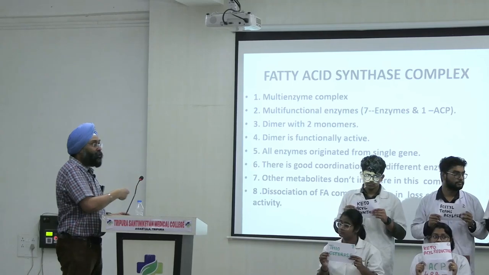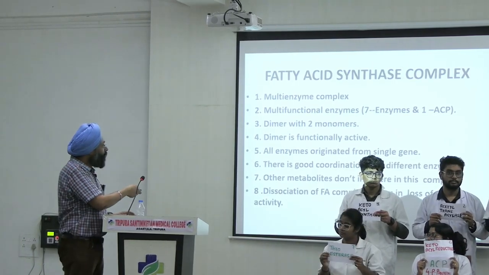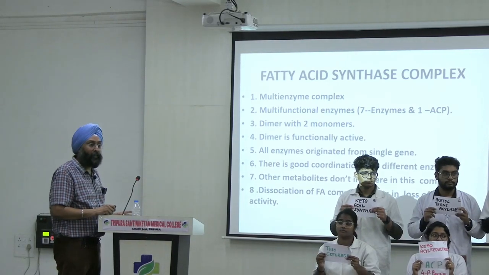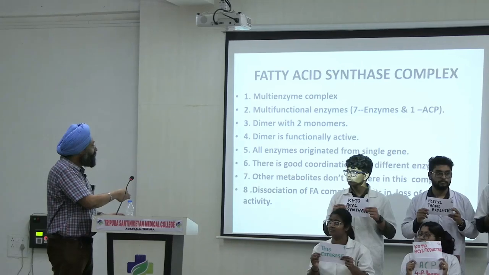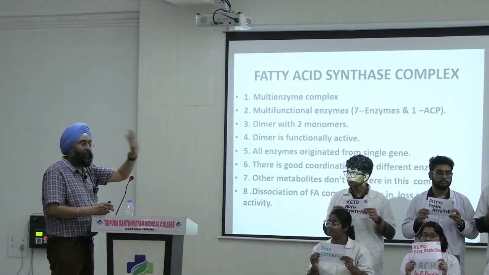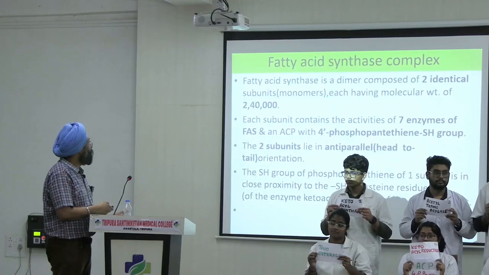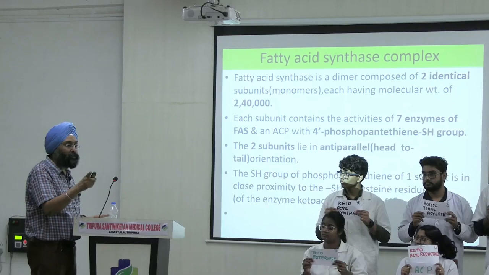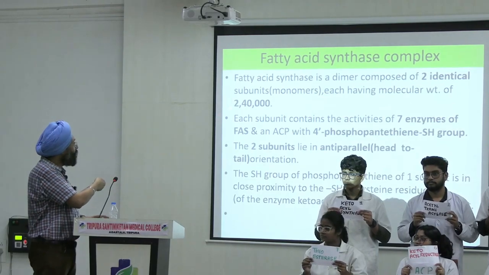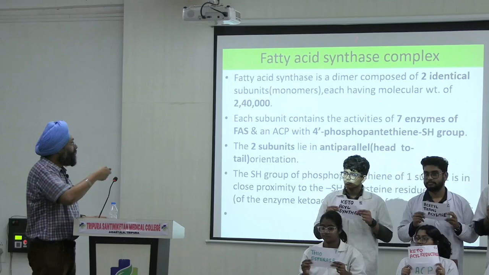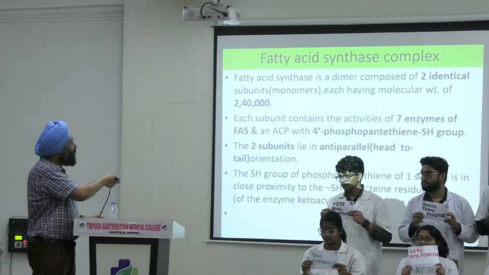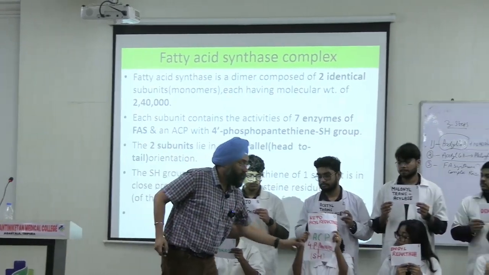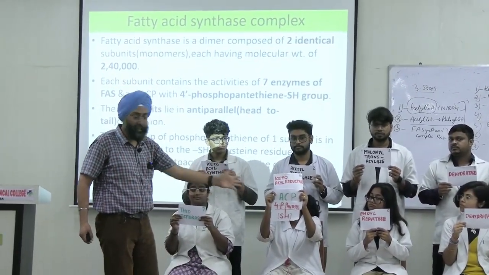And all the enzymes originated from a single gene. And there is good coordination between all the enzymes, right? And other metabolites do not interfere in this complex, right? And dissociation of this complex results in loss of enzyme activity. If this complex breaks, enzyme activity will be lost. And 2 identical subunits, the molecular weight is 2,40,000. Viva question, multiple choice question, the molecular weight of 2 identical units is 2,40,000. 7 enzymes are there and 1 ACP is there attached to 4-phosphopantetheine and sulfhydryl group, right? You can remember it in 3D.